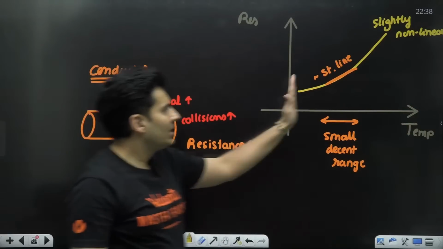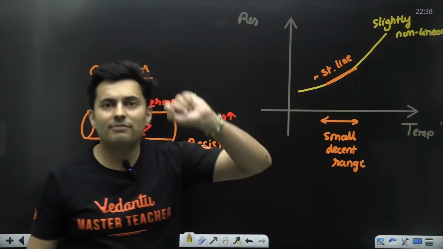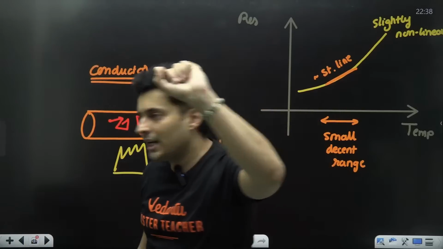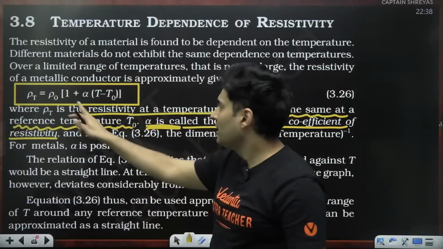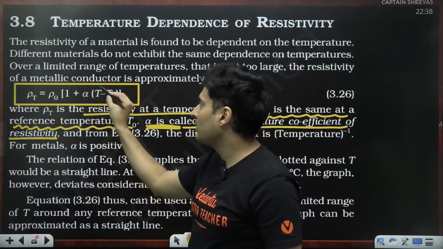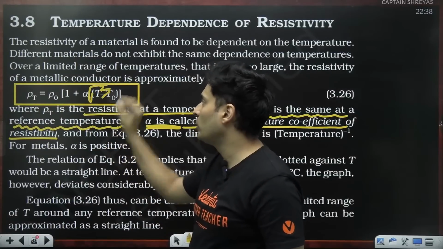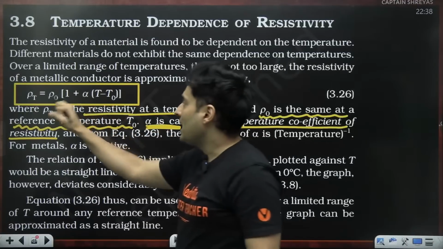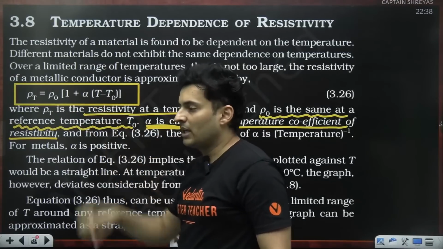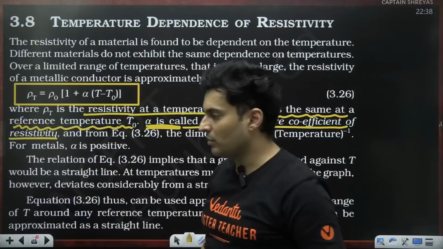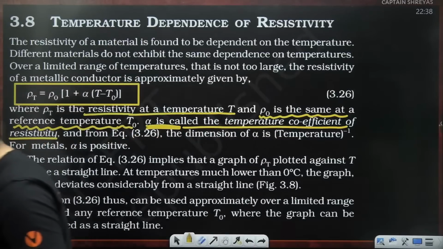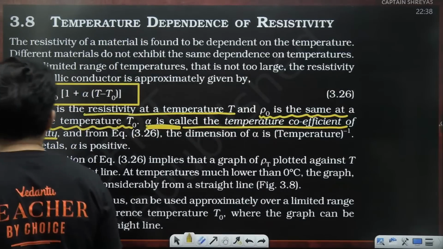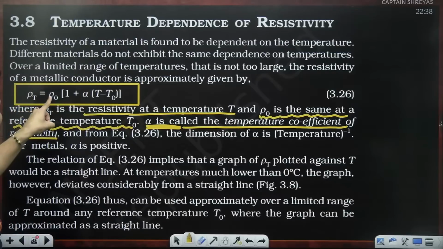So that is why for small ranges, the resistivity will be directly dependent on the temperature. So you can see temperature is there here, not T square or T cube or root of T. All those things are not there. Rather, only a direct single power of temperature is there. That is what it is. Yes. I hope this is absolutely clear. Rho naught (1 plus alpha delta T).